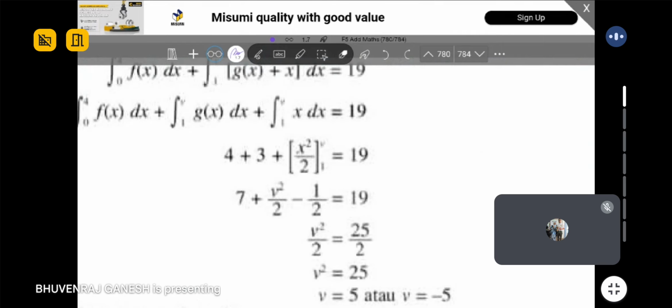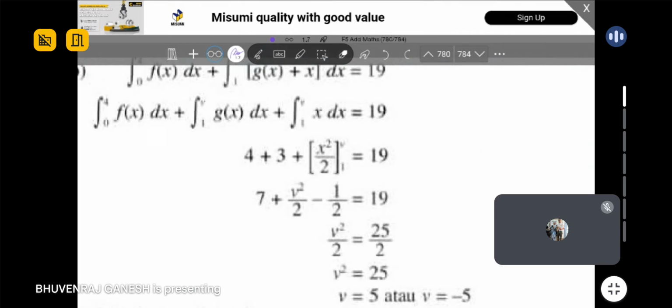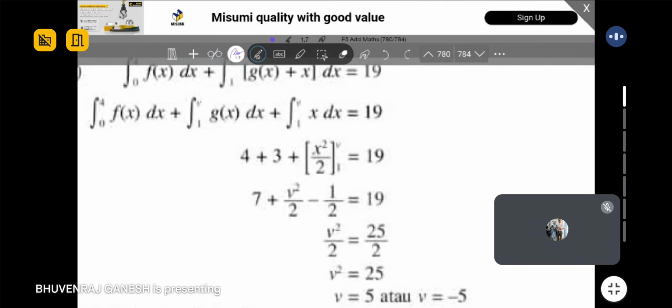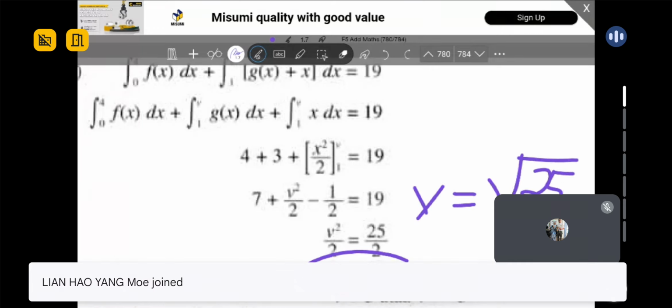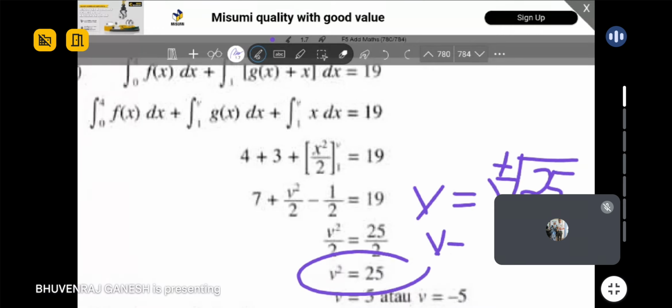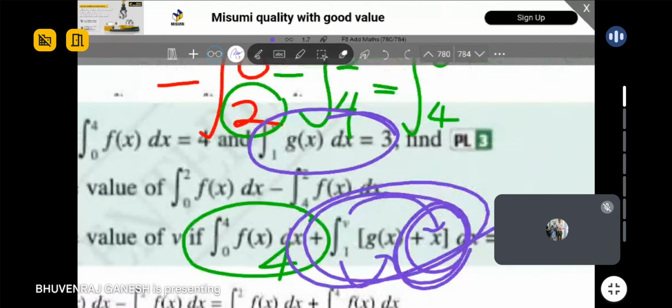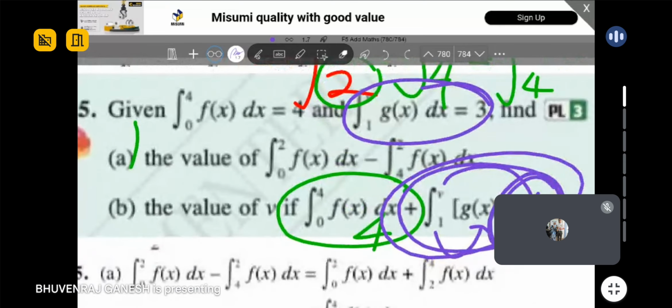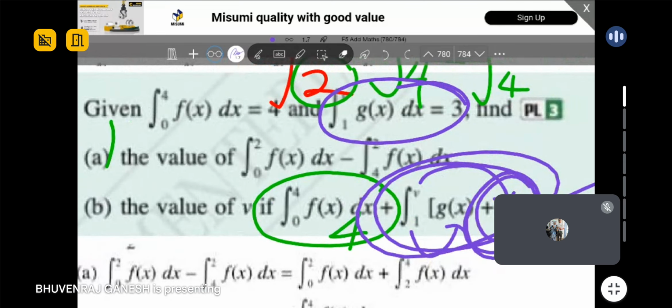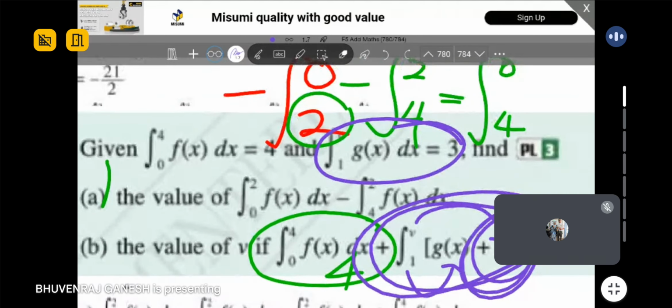Okay, so final answer, you get two answer because square. Always remember guys, when you square root something, right, you got positive, negative. Jangan tulis positive saja. Okay, your answer is plus minus 5. Okay, but now, how to decide what will be the answer? Okay, so this one, you must use some common sense.